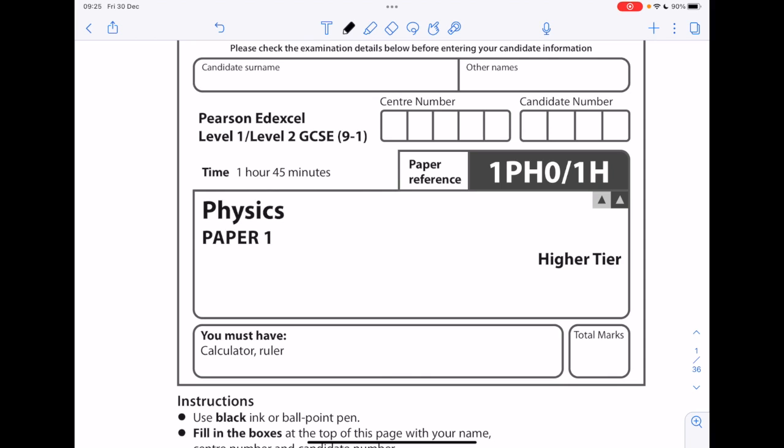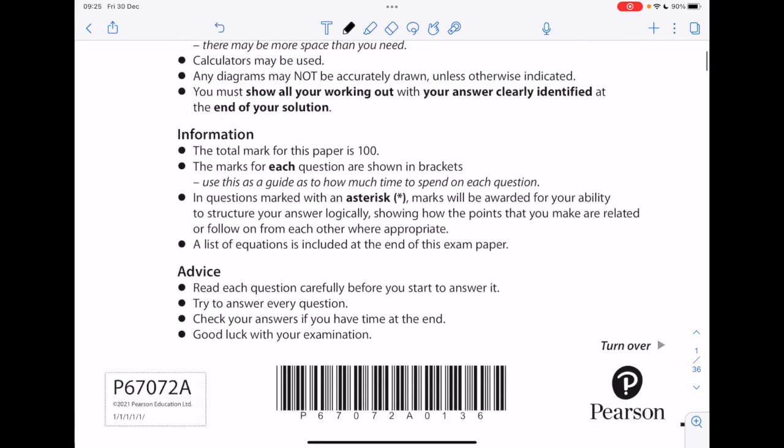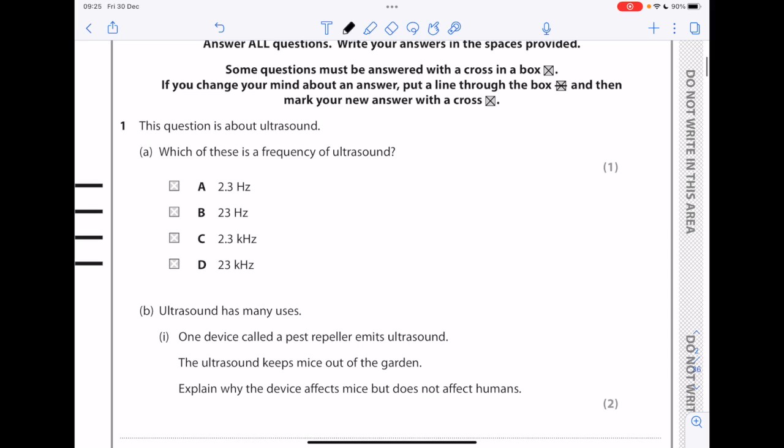This is an Edexcel GCSE Physics Paper 1 talk through from June 21. This question is about ultrasound. Which of these is a frequency of ultrasound? You're looking for above 20,000 hertz or above 20 kilohertz. So if you look down here, these are too low. The answer here is D.